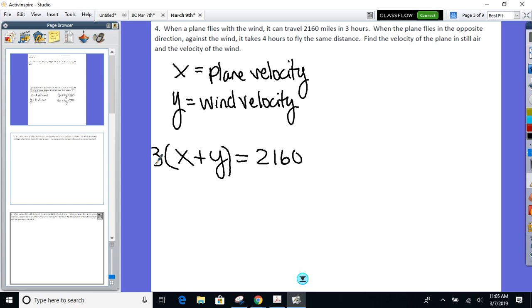Anybody remember when I go against the wind now? I'm going to subtract them. So X minus Y, same distance or a different one? Same distance, 2,160. But now it's going to take you how long? 4 hours. So I multiply all that by four.